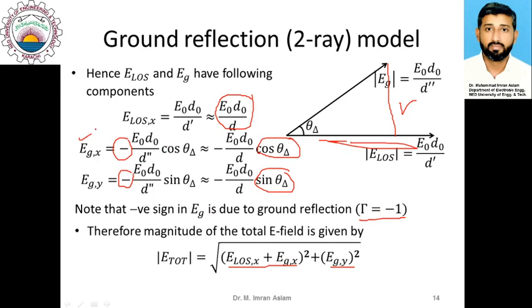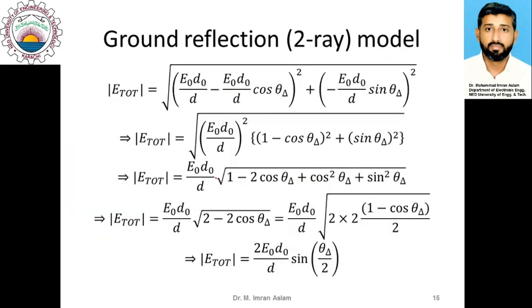So if you substitute these values which I have mentioned here in this expression of E total, you would see that E total can be written as E naught d naught upon d minus E naught d naught upon d cos theta delta, and this one is the y component, which is E naught d naught upon d sin theta delta. And you can see that this factor E naught d naught upon d is common in all terms, so we can take it common with the square, because it's square on top of every term.